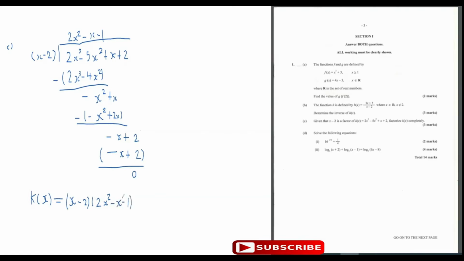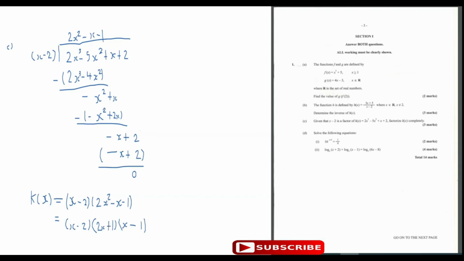So k of x is 2x squared minus x minus 1 times x minus 2. Now we can still factorize this quadratic factor to simplify what k of x is. So it's x minus 2 multiplied by, here's where it gets tricky now. We know that a quadratic has two factors. Now we know this is 2x squared, so to get 2x squared it has to be 2x times x. And to get 1, it has to be 1 and 1. This means signs are different, but the greater one is negative. So when we multiply them across, this will be minus, and this will be plus.